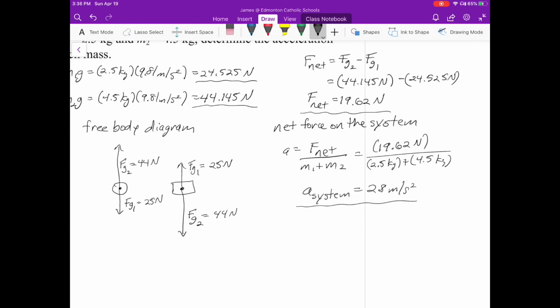So the question asked us then to determine the acceleration of each mass. All right, well, the acceleration of mass 1, it's the one that's going to be accelerating up. So it's going to be 2.8 meters per second squared up. And the acceleration of mass 2, 2.8 meters per second squared down.